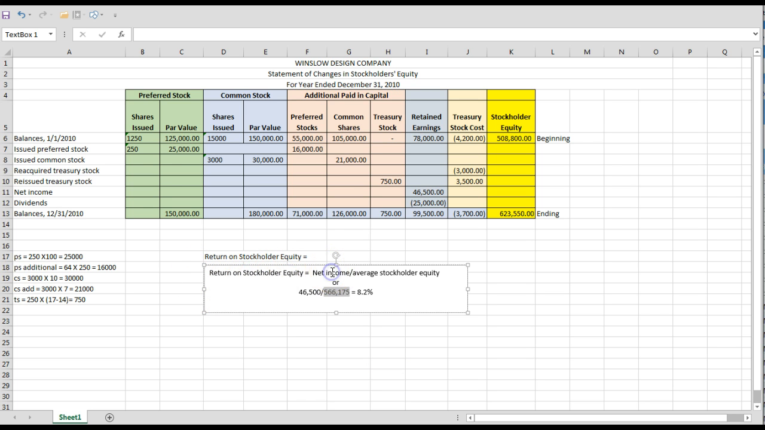So how do I find the return on stockholders' equity? I take that net income of $46,500, divide it by the average stockholders' equity for the year, which is $566,175, and come up with 8.2%. And I'm sure that's clear as mud.